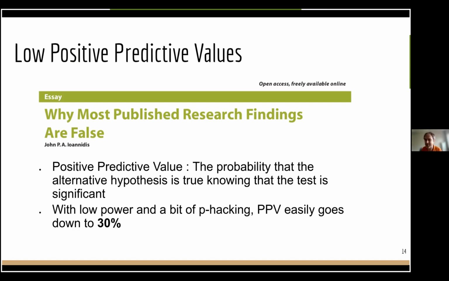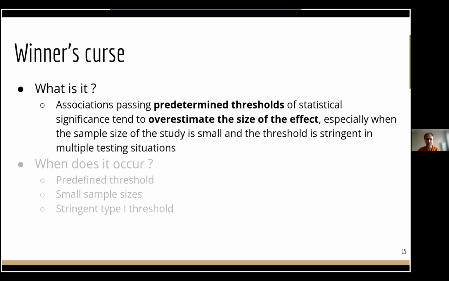And you can find fairly low PPV as soon as you have a bit of p-hacking. I will talk about p-hacking right away, but also low-powered studies, and that's the problem. Even if we find something significant, the probability that you actually have a real result is often not that great.